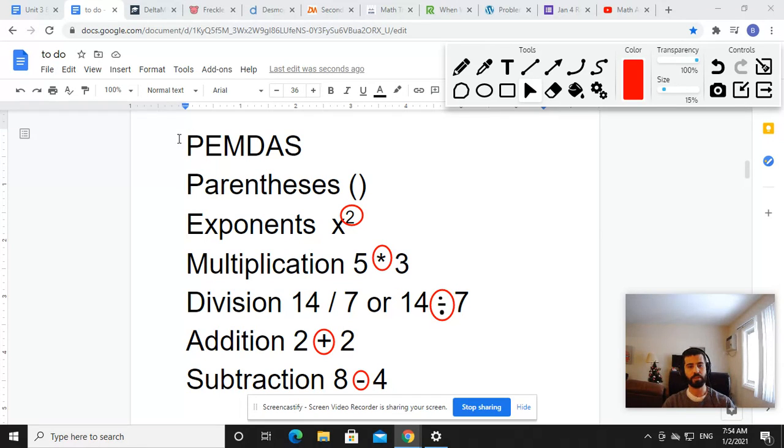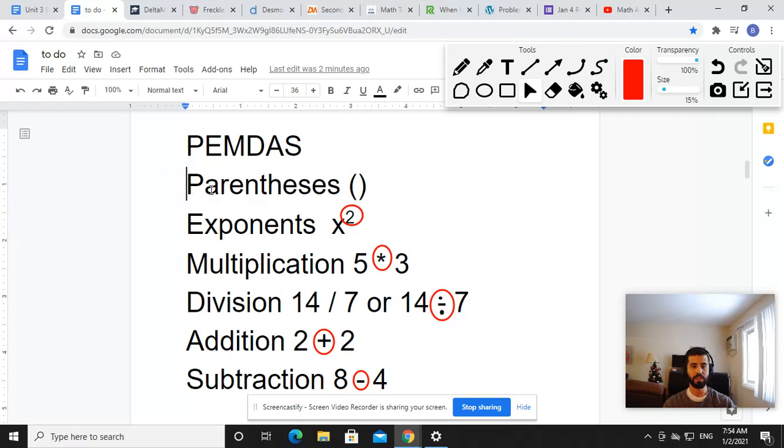Some people remember this by saying PEMDAS. They just remember these letters. Some people say, please excuse my dear Aunt Sally, who I guess must be rude because we always have to excuse her. But anyway, what these letters stand for is the order we must do our operations in when we have a problem. I'll get to an example in a minute.